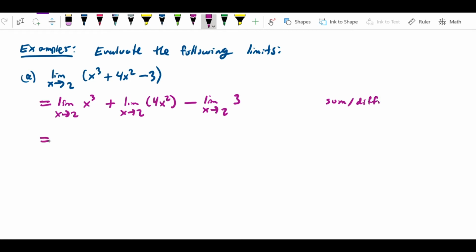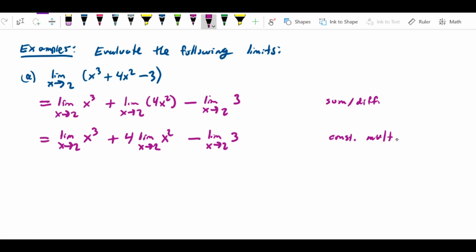Now we can break this up even a little bit more. We can say that this is equal to the limit as x approaches 2 of x cubed. I could use the power rule and turn it into the limit of x all raised to the third power, but it's just not necessary because this is a polynomial. So this is going to equal, now using the constant multiple rule, 4 times the limit as x approaches 2 of x squared, and then minus the limit as x approaches 2 of 3. So this is constant multiple.